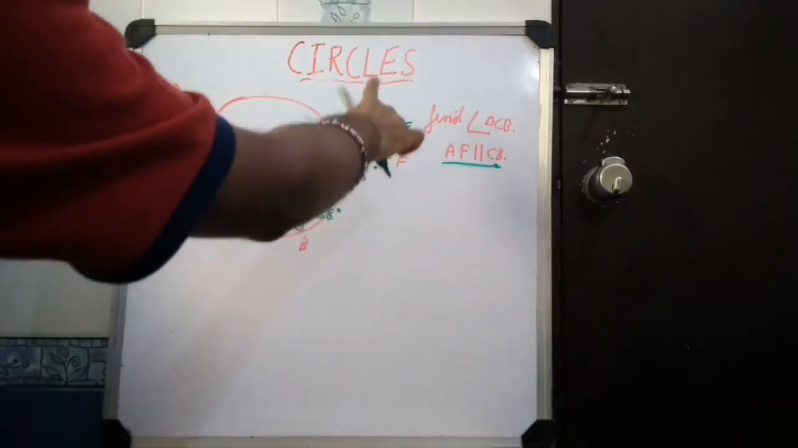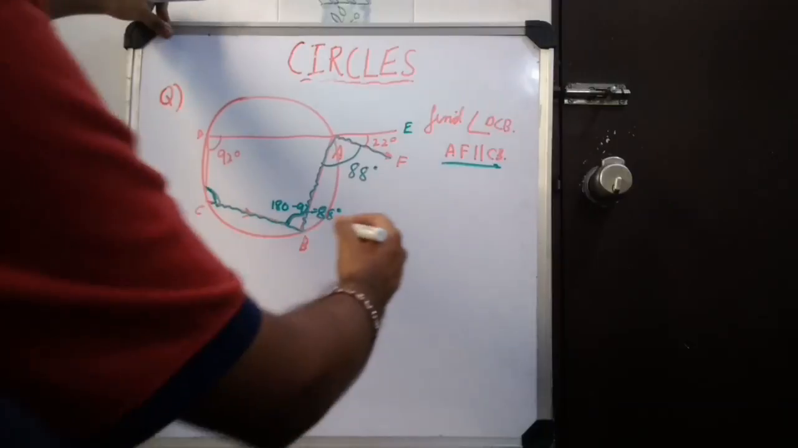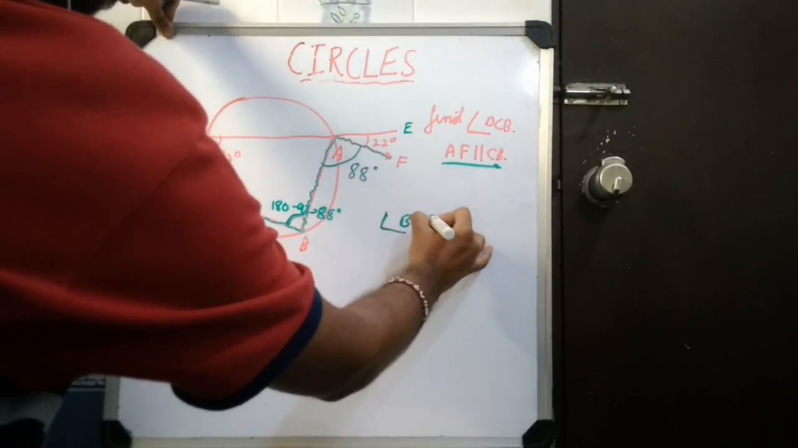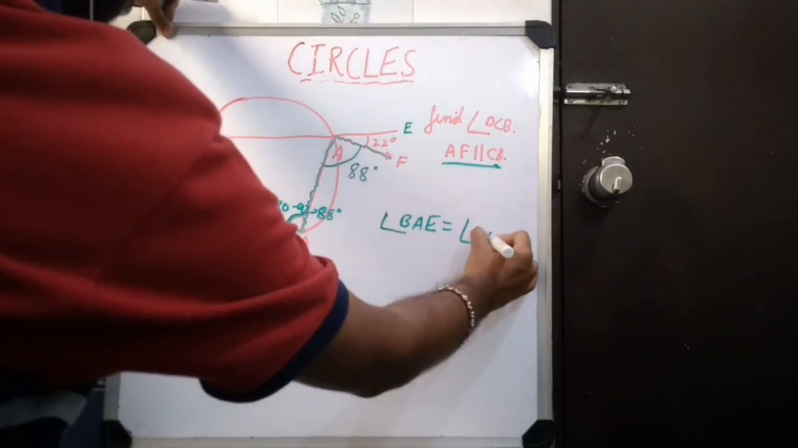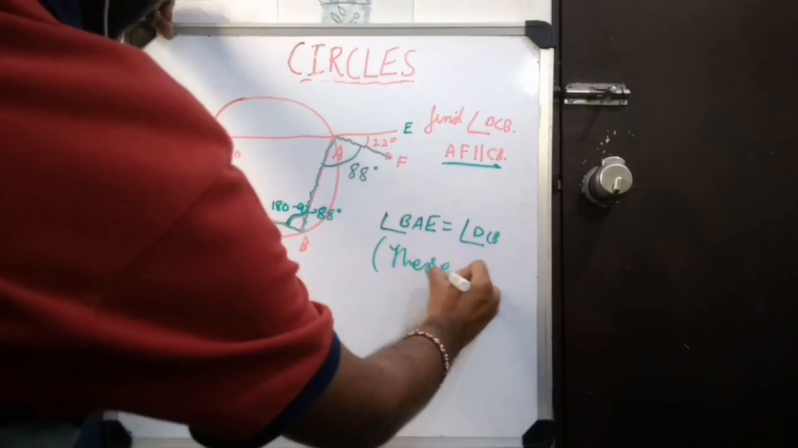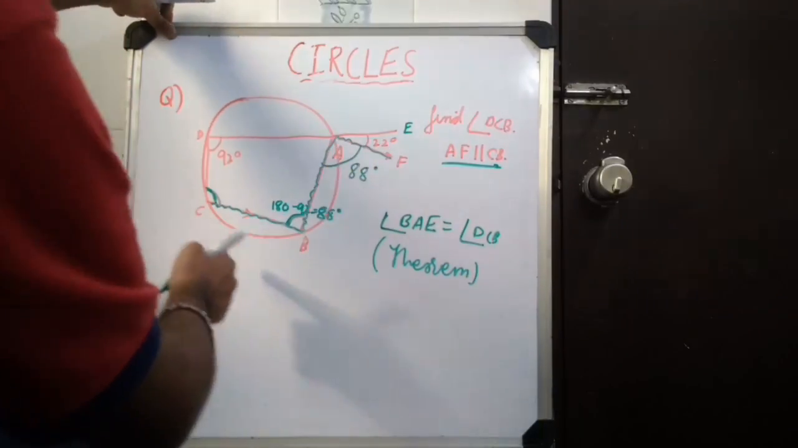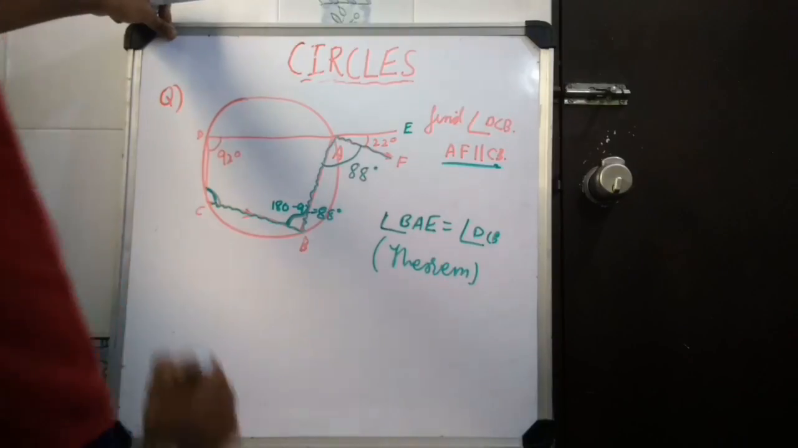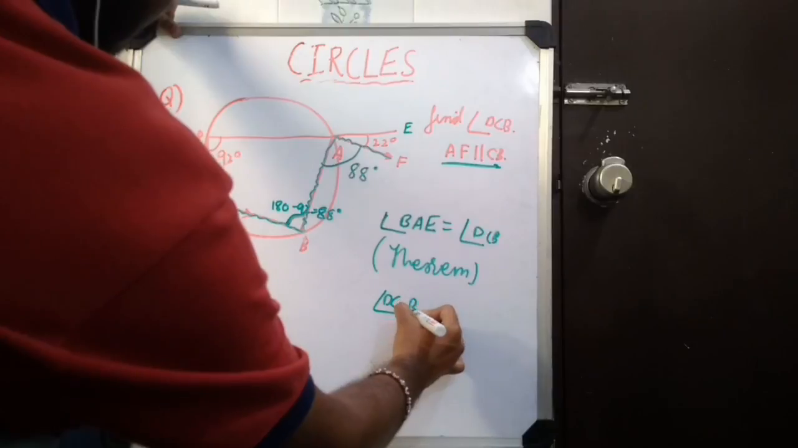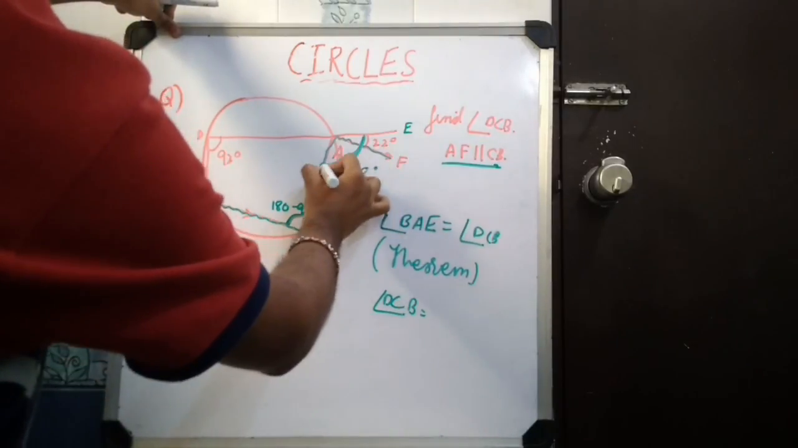The exterior angle of a cyclic quadrilateral is equal to the interior angle of a cyclic quadrilateral. So, angle BAE will be equal to angle BCB. Why? Theorem. What is this theorem? The exterior angle of a cyclic quadrilateral is equal to the interior opposite angle. So, angle BCB will be equal to this entire angle. Right, that is the exterior angle.